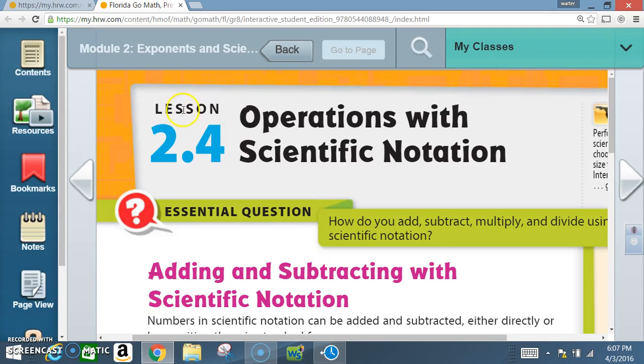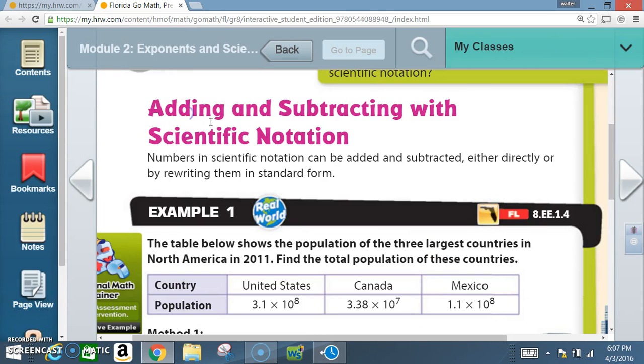Okay, class, today we're in lesson 2.4, operations with scientific notation. Adding and subtracting with scientific notation. Numbers in scientific notation can be added or subtracted, either directly or by rewriting them in standard notation.